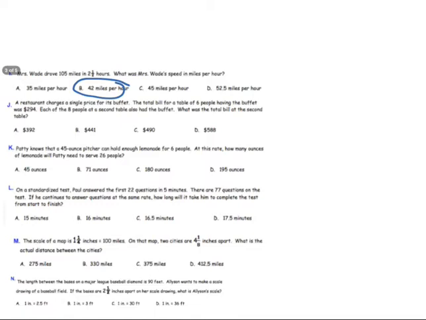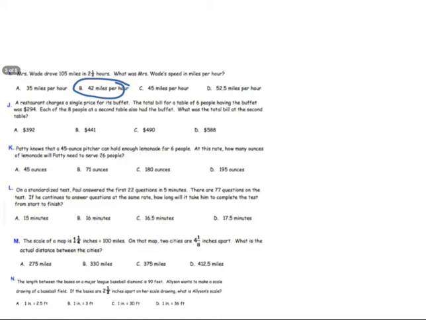You could also solve this problem by realizing that there are 5 halves in 2.5. So if you divide 105 by 5, you're going to get 21 miles per half hour, so 42 miles per hour.